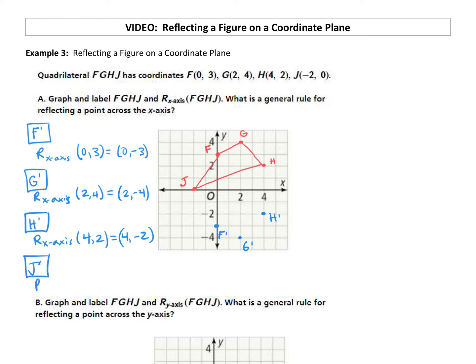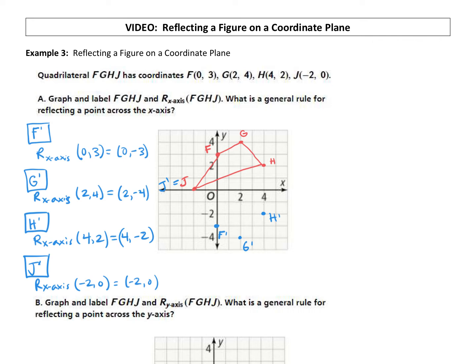All right, last we have J prime. J prime is going to be a reflection across the x-axis of point J, which is negative 2, 0. Now point J is on our reflection line of the x-axis right here. So there's nowhere for it to reflect because it's on the line. So J prime is going to be the same point as J. So negative 2, 0.